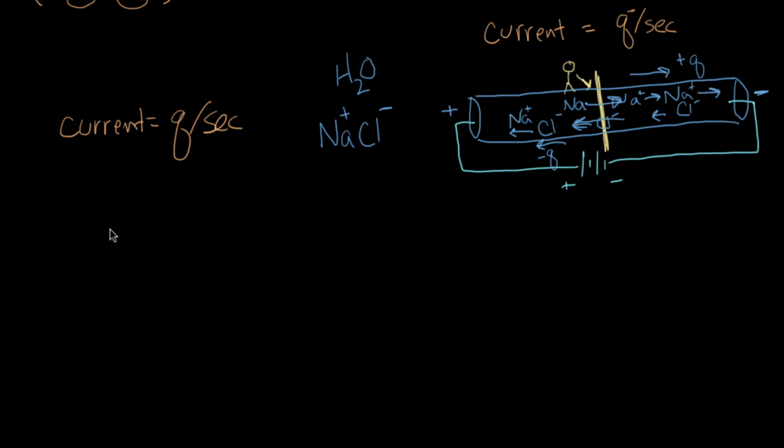The positive sign, this is a convention that we use. The positive sign for current is the direction that positive charges move. So this is the direction a positive sodium ion moves. This is the direction a negative chlorine ion moves. When I assign a positive direction to the current, the overall positive direction is going to be in this direction. That's plus current.